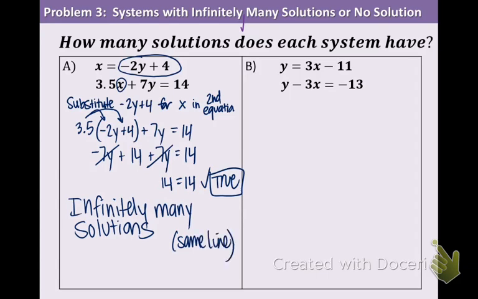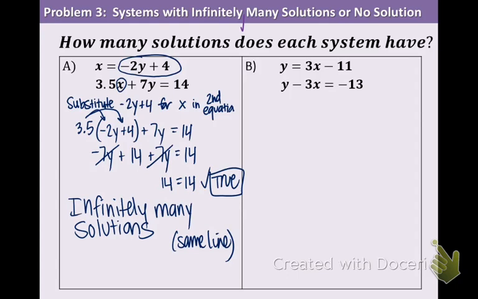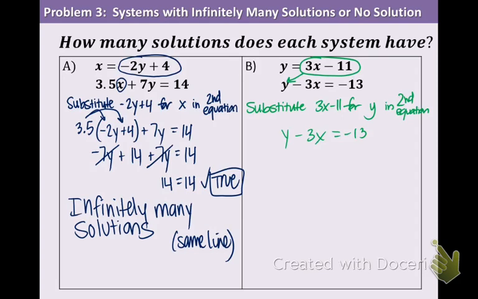Okay, now let's take a look at part B. We have y equals 3x minus 11, y minus 3x equals -13. The y is by itself in the first equation, so circle the 3x minus 11. We're going to plug that in for the y in the second equation. So let's start off with the second equation as is. Now in the next line, instead of writing y, I'm going to write 3x minus 11, and then bring the rest of the equation down.